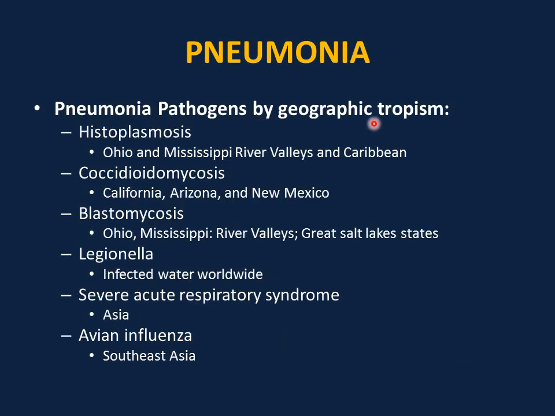Pneumonia by geographic tropism: histoplasmosis in Ohio, Mississippi River valleys and the Caribbean; coccidioidomycosis, California, Arizona, and New Mexico; blastomycosis is Ohio, Mississippi River valleys, Great Salt Lake states; Legionella in infected water worldwide; severe acute respiratory syndrome is Asia; and avian influenza, Southeast Asia.